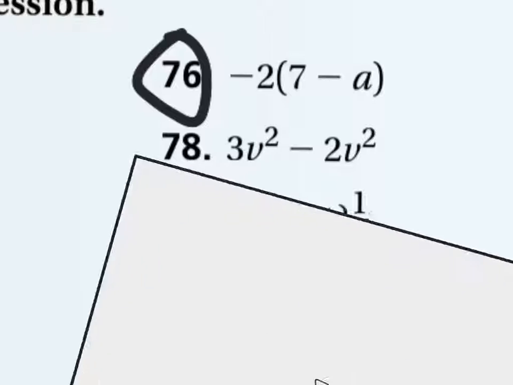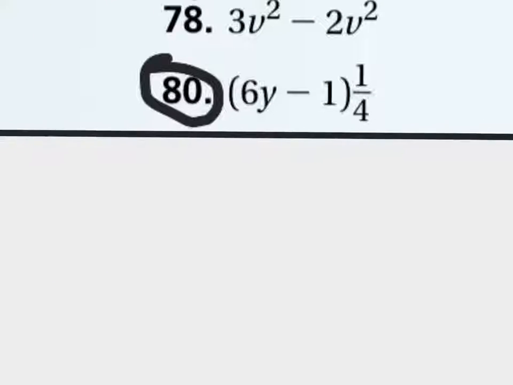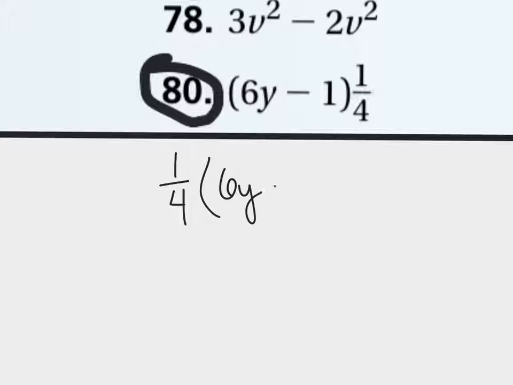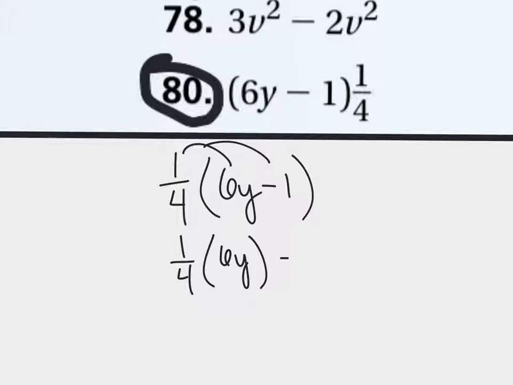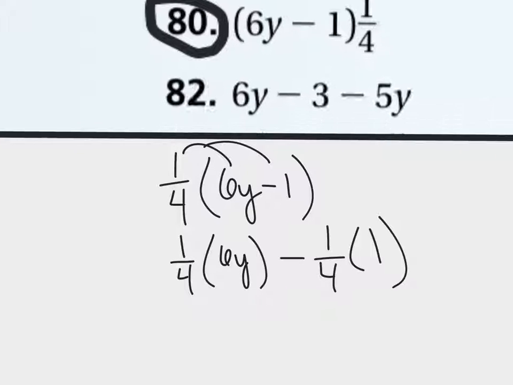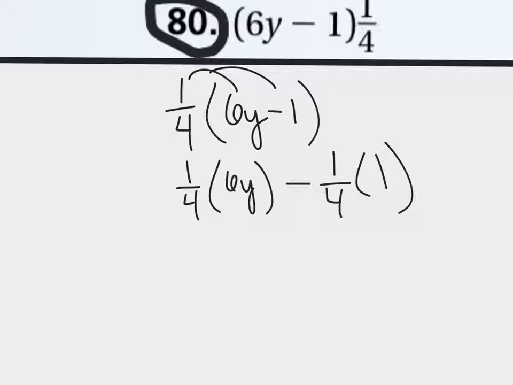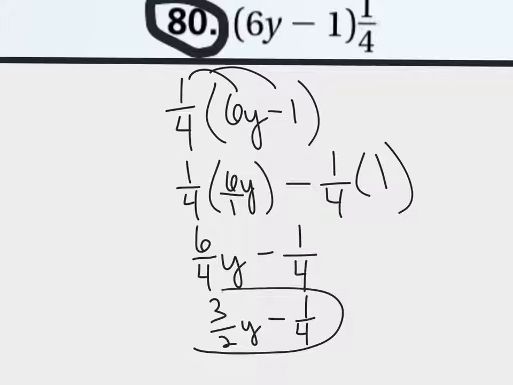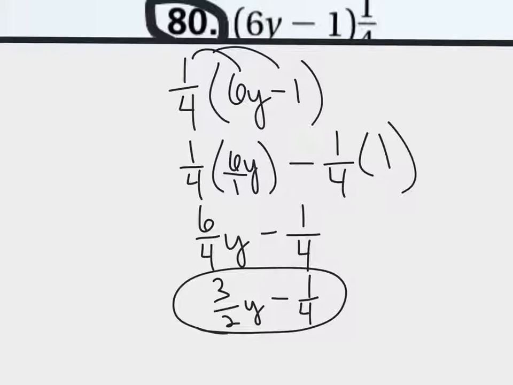Same idea if we look at number 80. On 80, I would suggest rearranging this, bringing that 1/4 out in front. And then we can distribute. If you want to add the opposite here, you can. It's not quite as big of a deal since the number on the outside we're distributing isn't negative, but if you want to do that, you can. So that'd be 6/4 y minus 1/4. And then we can just reduce that down. If you want to change it to a mixed number, you can, but you can just leave it like that otherwise.